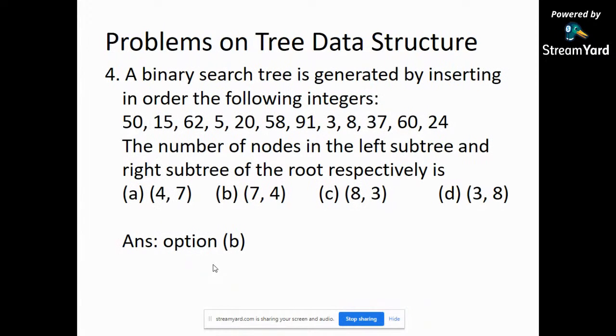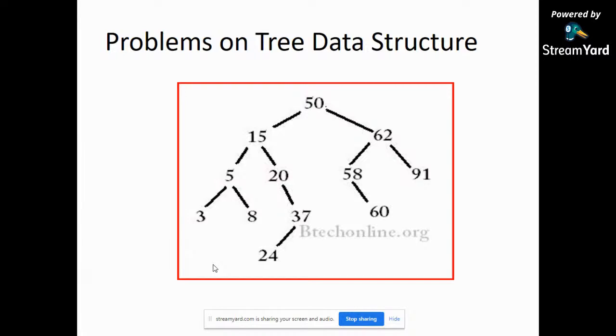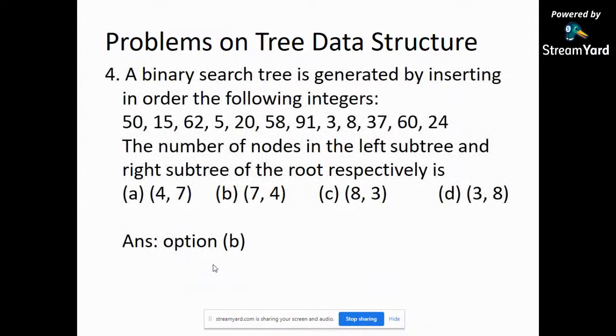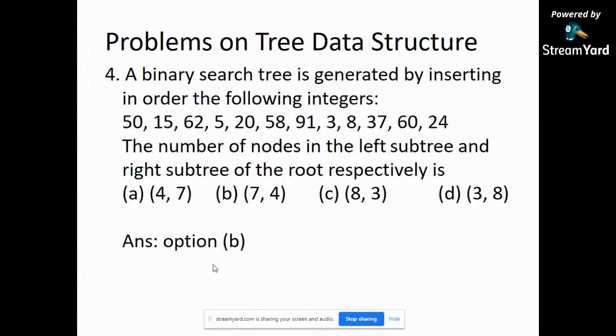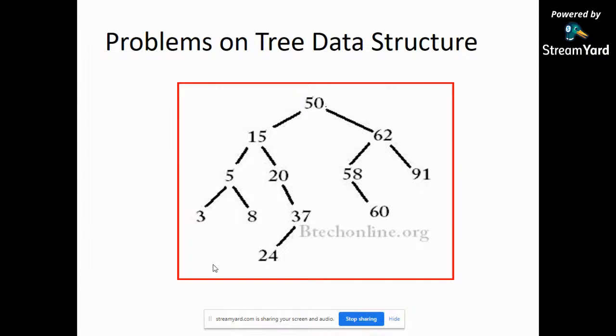After 5, it's 20. We'll compare 20 with 50. 20 is less than 50, so we'll move towards left. 20 is greater than 15, so we'll move towards right and insert this node there. After 20, it's 58. 58 is greater than 50 and less than 62, so we'll insert 58. Then 91. 91 is greater than 62, so we'll insert 91 in the right of 62.